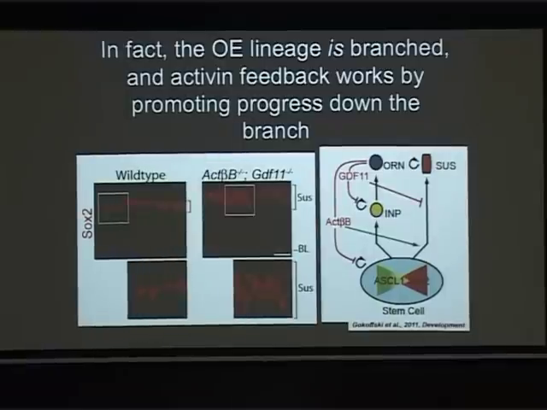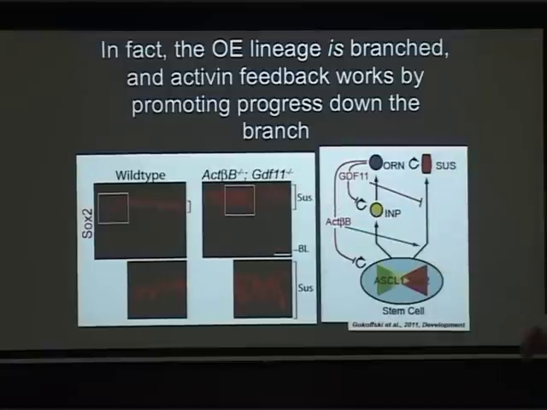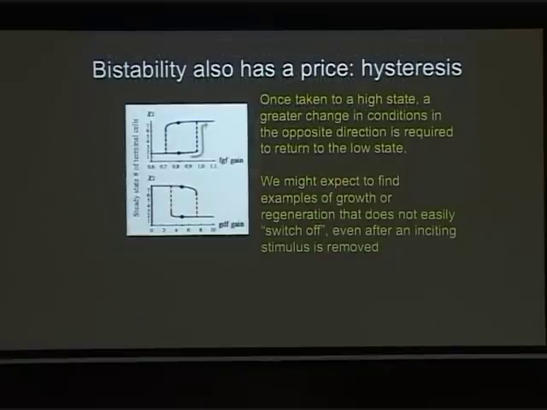Oh, and here's an example of how you can get excessive numbers of stem cells by mutating some of these factors. Okay. Now, there's another price you pay for using bistability to achieve ultrasensitivity, and that's hysteresis. Does anyone not know what hysteresis is? Okay, good. Everybody knows what hysteresis is, right?